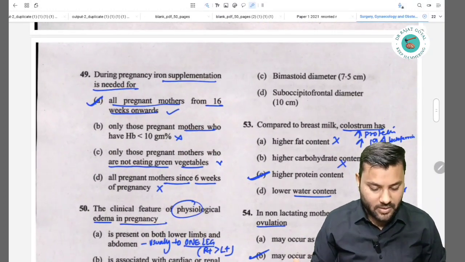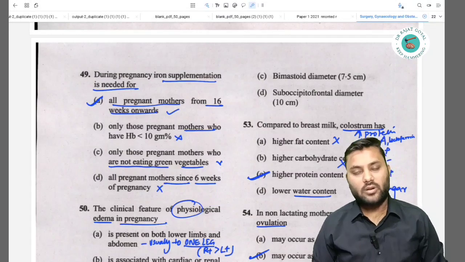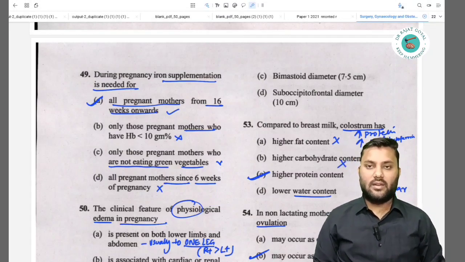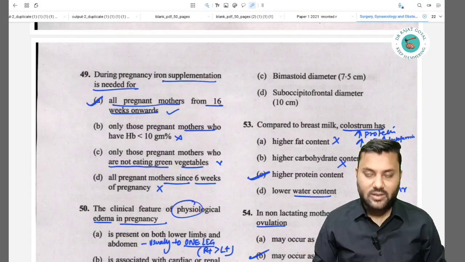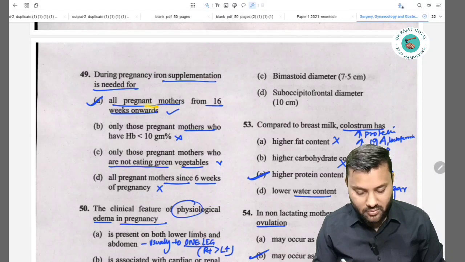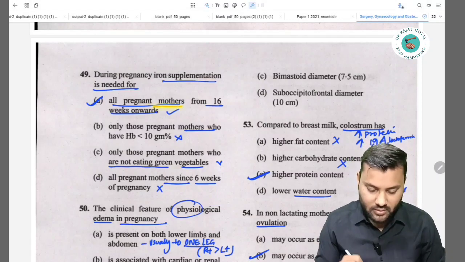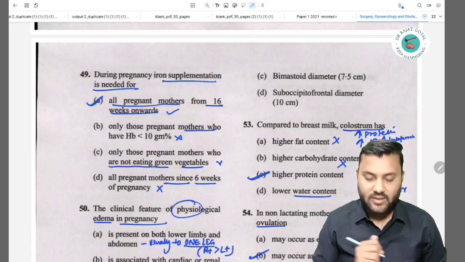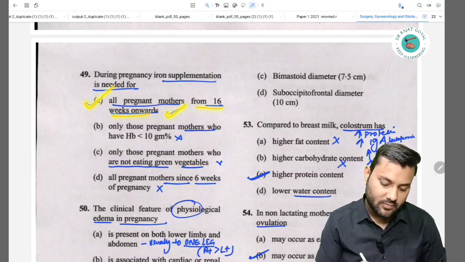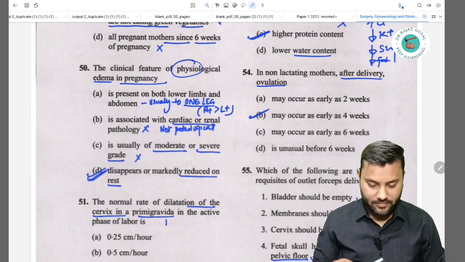During pregnancy, iron supplementation is needed for. We know that iron supplementation should be given to all females, whether they have anemia or not, and it should be started after the first trimester. So all pregnant mothers require iron supplementation, and it should be started from the 16th week onwards. So the answer will be option A.